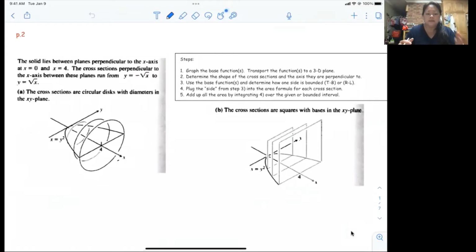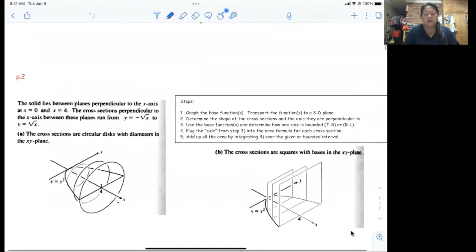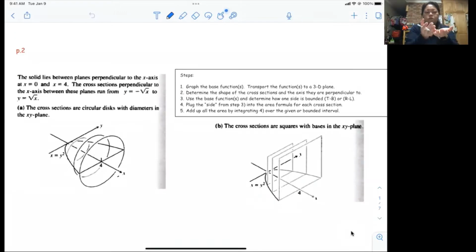So what is cross section? Cross section means that you have this two-dimensional picture that you put on the ground. It's your base. It is the bottom of your shape. And then from that base, you're going to build something three-dimensional on top of it. And so when you cut it on the side, these are cross sections. And when you cut it the right way, each cross section will be the same shape.